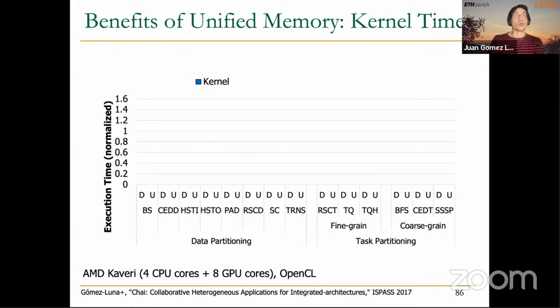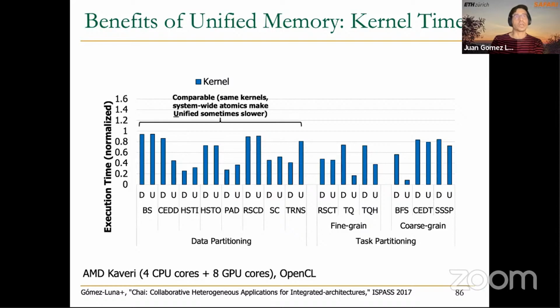And in our paper, we analyze all these different benchmarks and the different versions of the different benchmarks, the discrete and unified versions, on an AMD Kaveri. And we can see that in the data partitioning benchmarks, the kernel execution time is comparable in some of the cases where system-wide atomics are used. The unified implementation is a little bit slower.